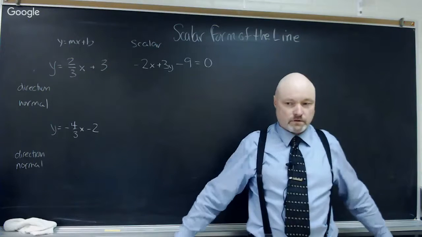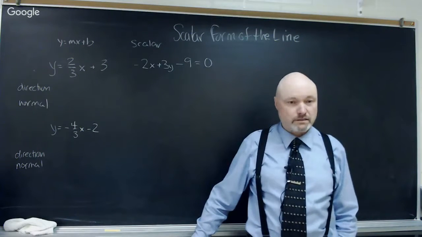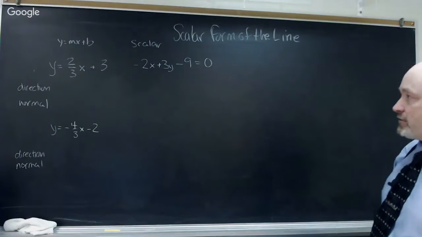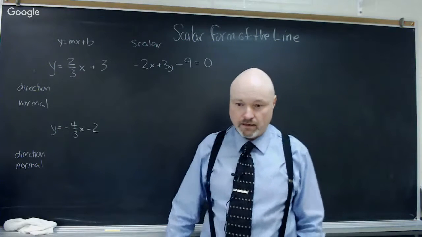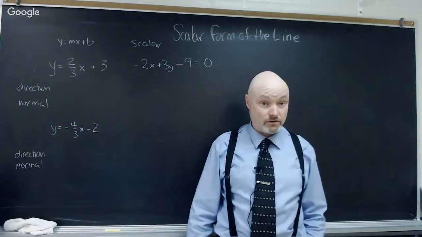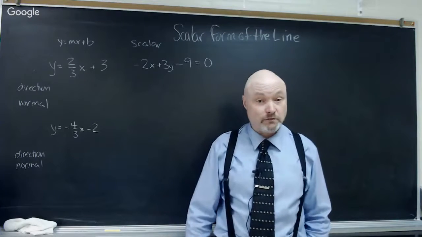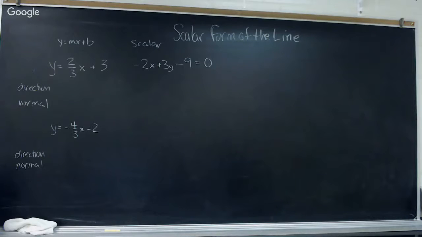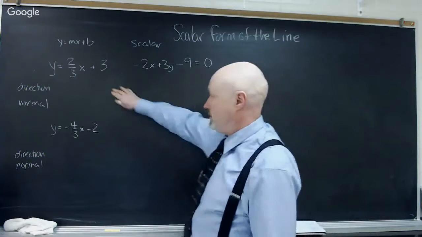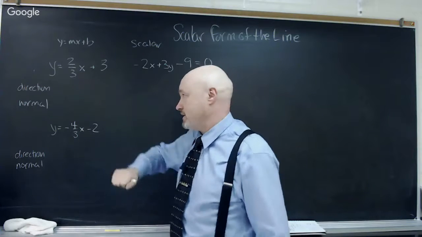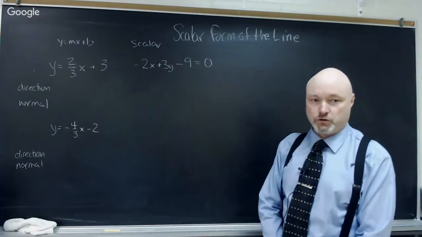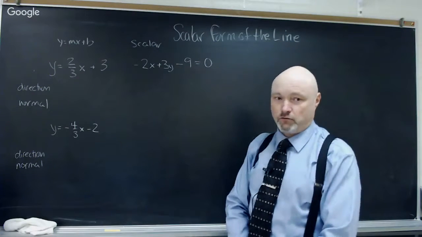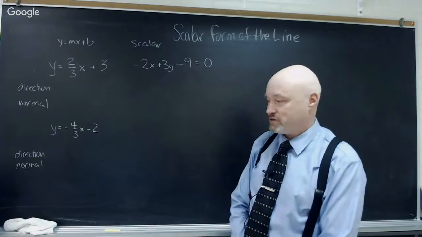Sounds good. Okay, so we're going to jump right into this whole scalar equation of the line thing. There's nothing too earth-shattering. We're going to look at ways we can use the direction vector and the normal vector to establish the scalar equation of the line. So it starts out with this magical puzzle. I have it in y equals mx plus b format here: y equals 2/3 x plus 2. And I've converted it to scalar form, without saying how I did that.